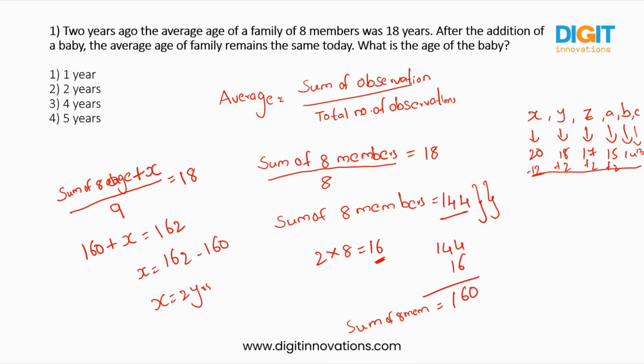Then we got 160, and the baby got added, so the total number of persons became 9. Then the average became the same, so that is what we have written here: 8 members plus baby. We already know the sum of ages of the 8 members, so I took it as 160 plus the age of baby, which I don't know, so I'll take it as x, equal to 9 into 18, which is 162. When I solve this, you will get 2 years. I hope you understand. I'll go to the next question.